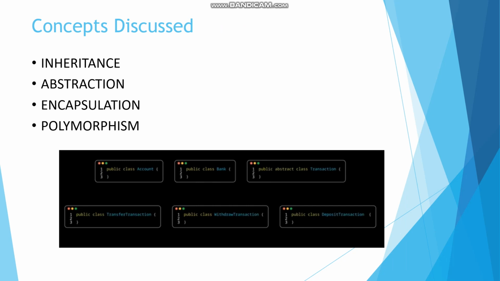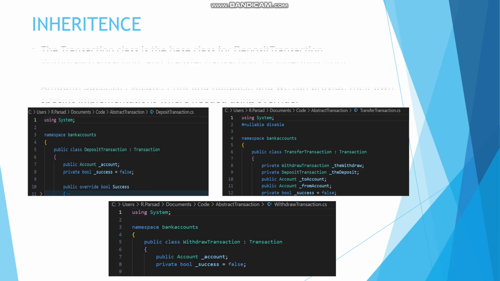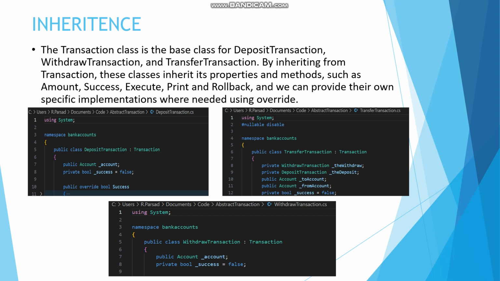First of all, we will be discussing inheritance within our code. The deposit and the withdrawal classes inherit from the transaction class, and reuse of common method properties is there. As you can see in the transaction class, there are three classes inheriting the functions from the transaction class: the deposit transaction class, transfer transaction class, and the withdrawal transaction class.